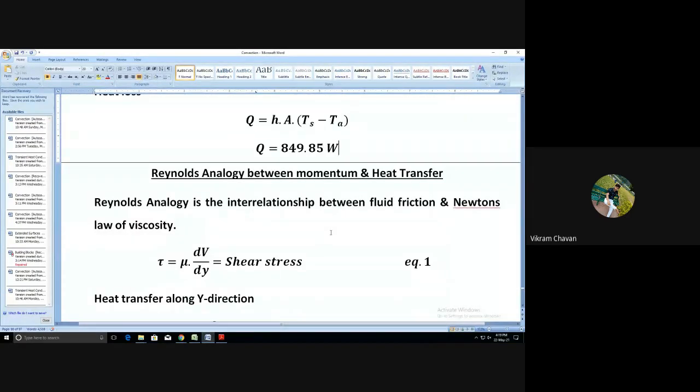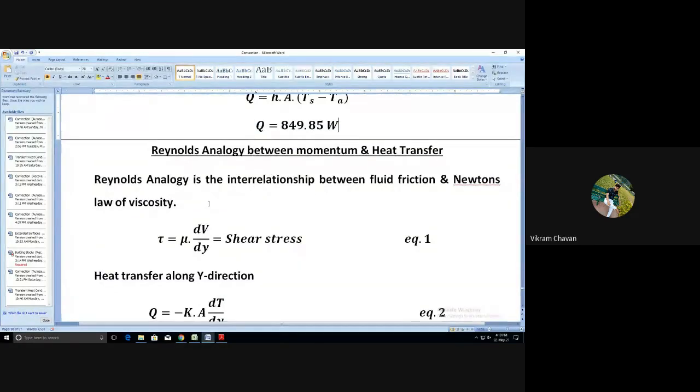Reynolds analogy is useful. Why? Because by considering the data of the shear stress, we can calculate the heat transfer rate. How it is possible, that we are going to discuss in this particular derivation part. Reynolds analogy is the interrelationship between fluid friction and Newton's law of viscosity.